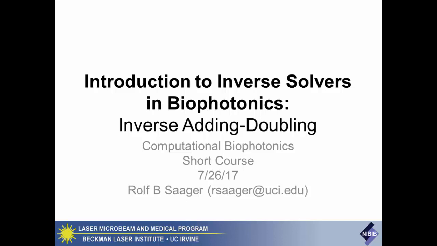The topic of this lecture for today is really just going to be specific to this technique called inverse adding doubling. It's probably one of the simplest approaches, at least calculation-wise, in terms of taking measured data and determining what the optical properties are that derive that measurement. So again, this is this idea of having an inverse solver versus a forward model for light transport.